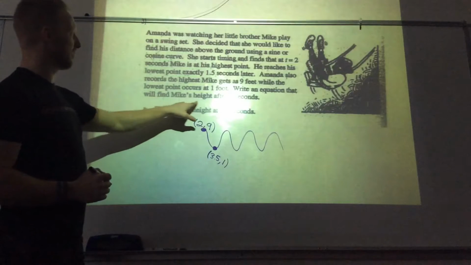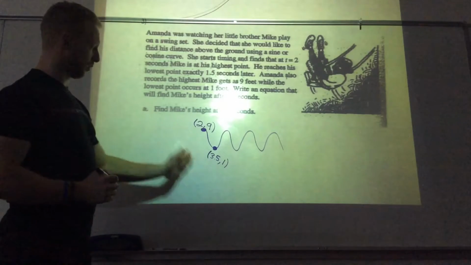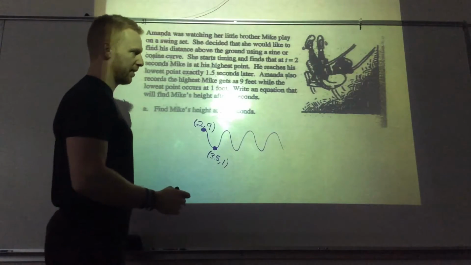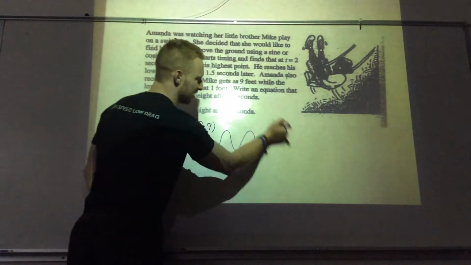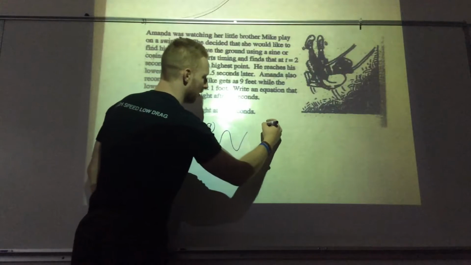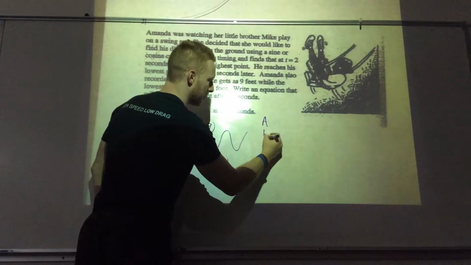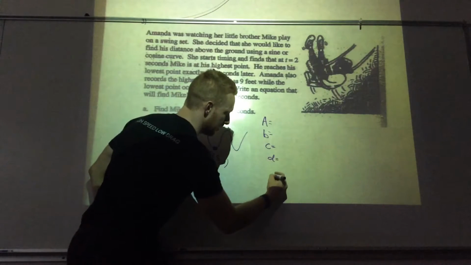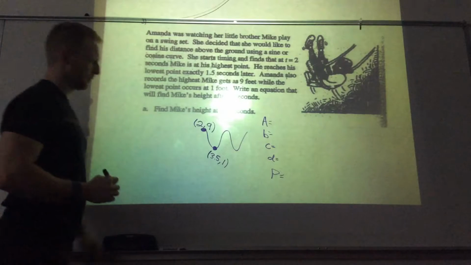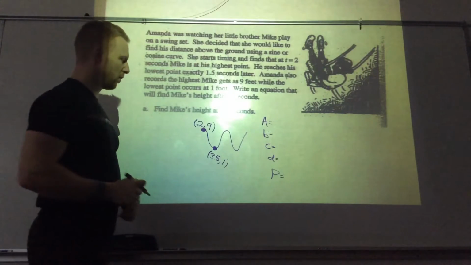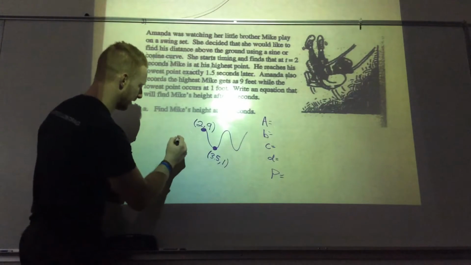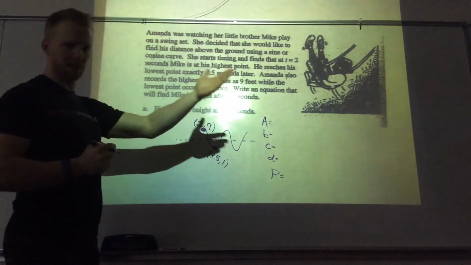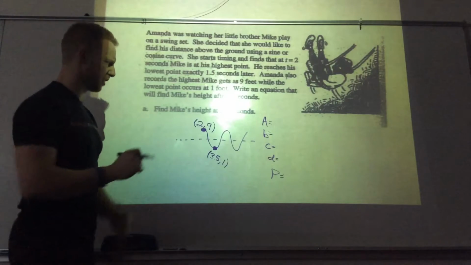All right, write an equation to find Mikey's height after t seconds. So we're here, you guys. Let's go ahead and figure out our a, b, c, and d values and our period to write this function. I'm going to erase a little bit over here. So, a, b, c, d, and then we'll find our period in a bit. All right, amplitude. Well, heck, let's sketch in the midline here real quick. So that's the midline. It always goes right through the middle of a sine or cosine curve.